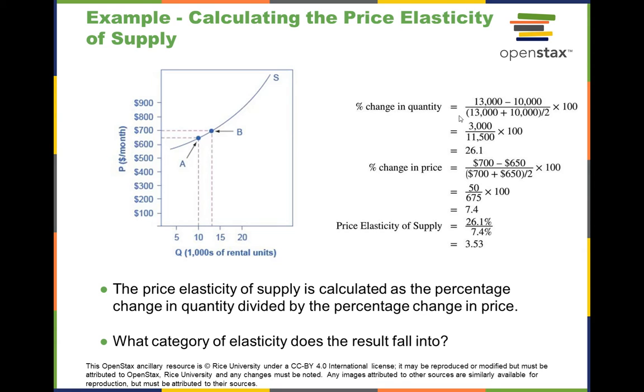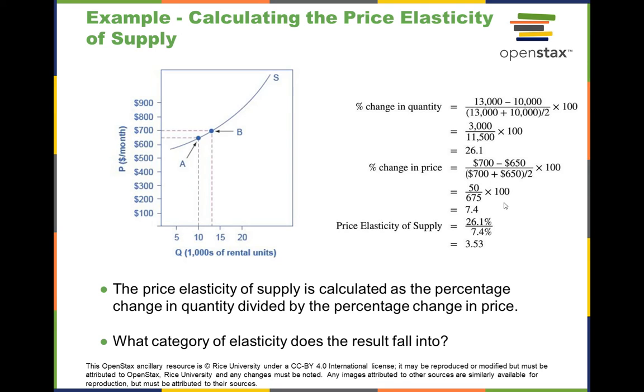So if we see the percentage change in quantity, we go from 10,000 to 13,000, or 13,000 to 10,000, we subtract the difference, that's 3. And we divide that by the average between those two. The average between 13 and 10 is 11.5. And so we divide 3,000 by 11,500 times 100 to get the number for the quantity, which is 26.1.